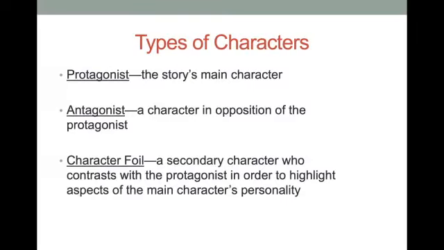So when we look at how the characters are presented in the story, usually we're looking at who is the main character, who are we going to follow along. That would be known as the protagonist, the person that you want to follow along throughout the entire length of the story. Usually that protagonist has to come in conflict with somebody else, and that would be known as the antagonist, the character in opposition of the protagonist. Sometimes the protagonist will also have secondary characters that they come into conflict with, and those would be known as character foils. Those are secondary characters who contrast with the protagonist in order to highlight aspects of the main character's personality.